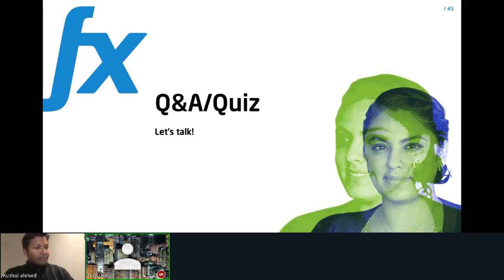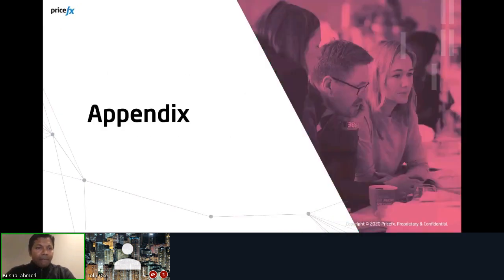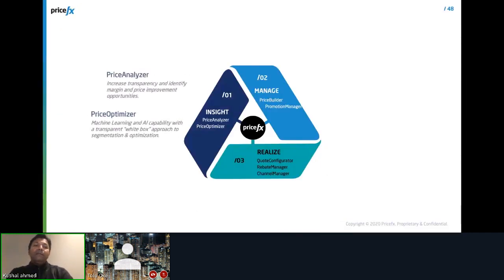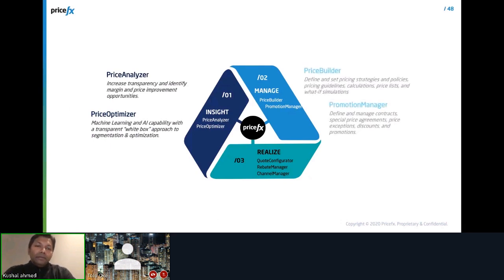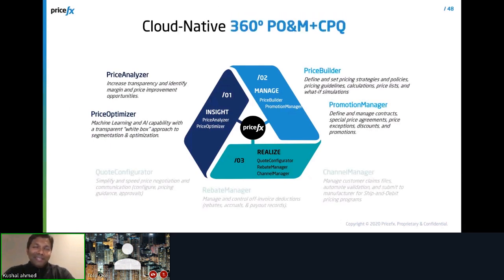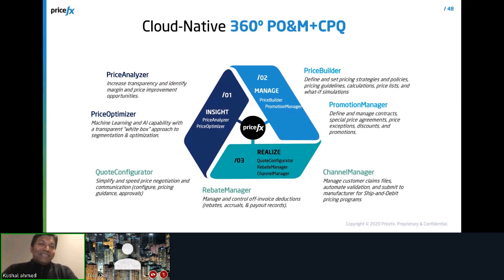The first one being, what are the features of your pricing solution? Okay, for the pricing solution, let me bring up the slide that will help you to understand what it is. Okay, so as you can see, it's coming slowly. We have the solution from three different perspectives: insight, manage, and realize.